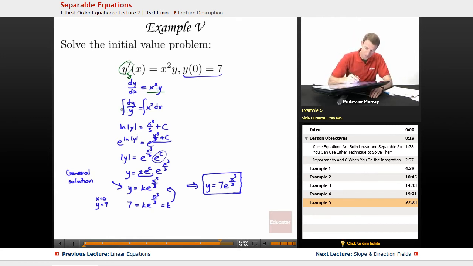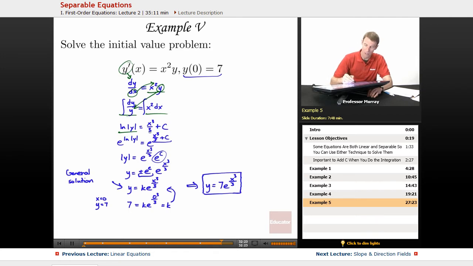So I divided that y over to the other side and multiplied the dx over to the other side, and now I get this nice separated form with dy over y and x squared times dx. So I've got all x's on one side, all y's on the other, and I can integrate both sides. The integral of dy over y is natural log of y.